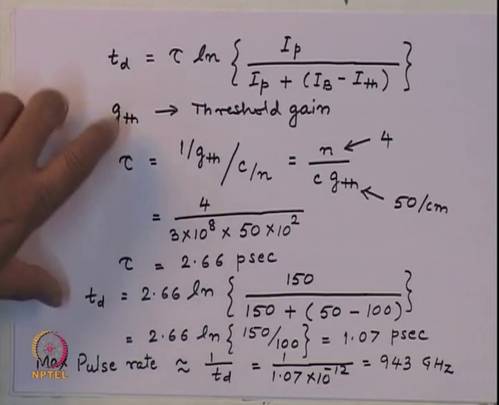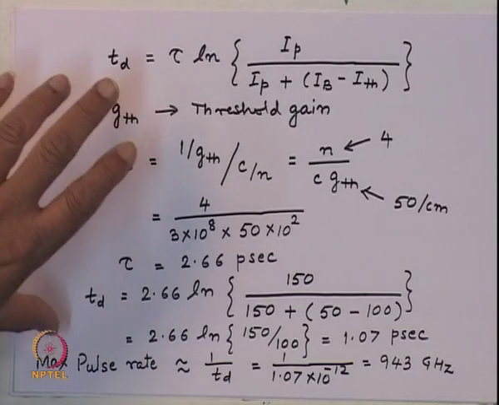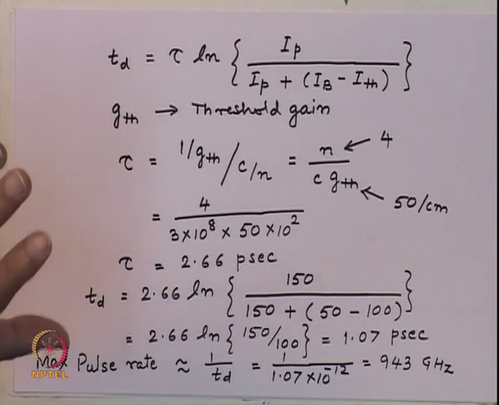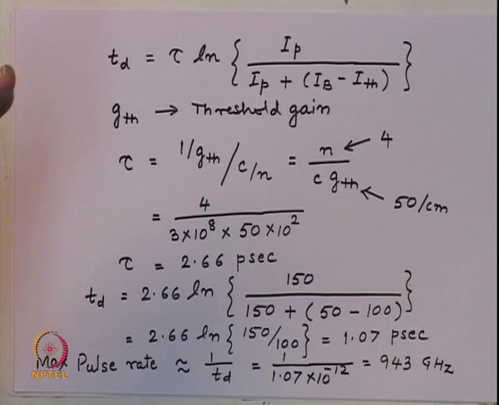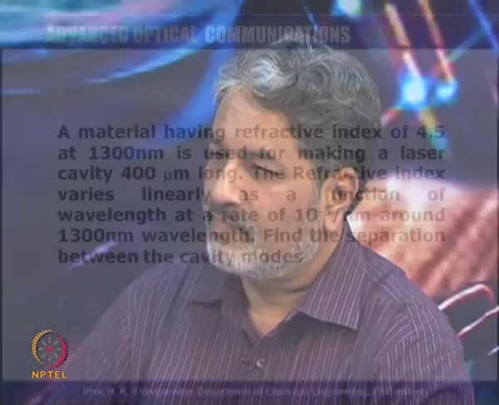So, this problem essentially is related to how the laser should be biased, and depending upon the biasing point, what kind of modulation rates can be achieved from the laser. Okay. Let us look at another problem related to the laser.